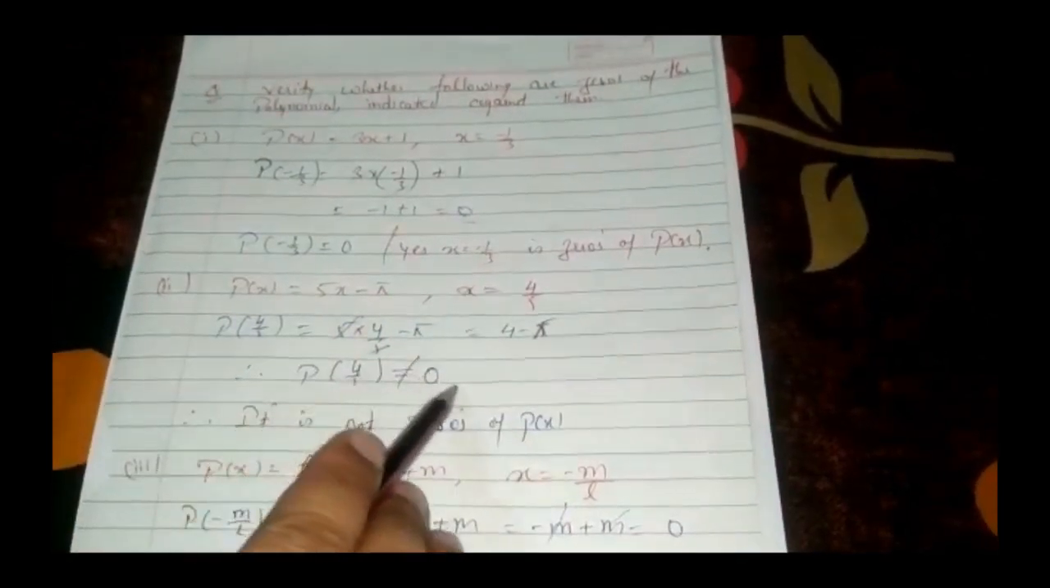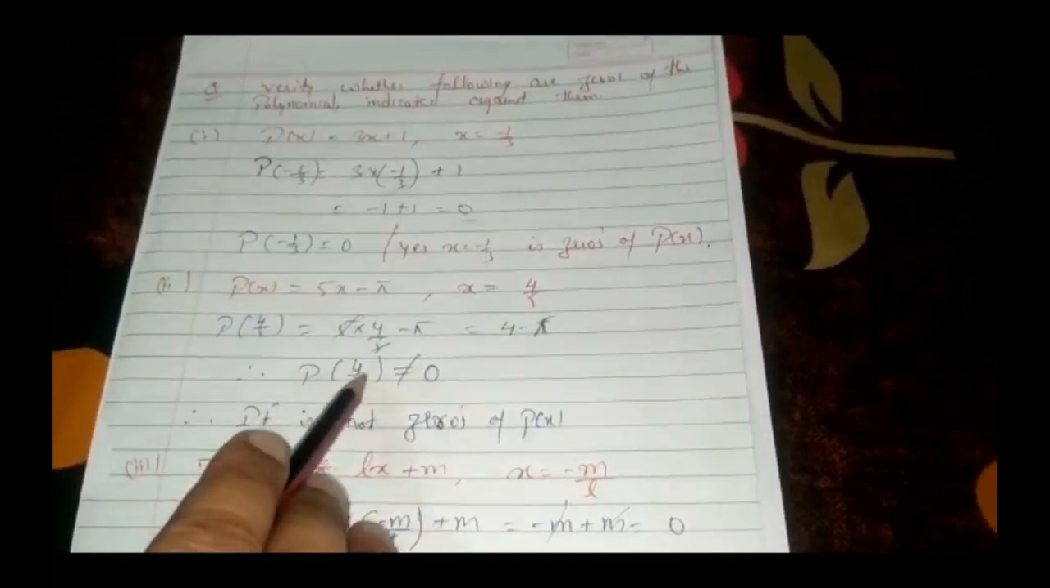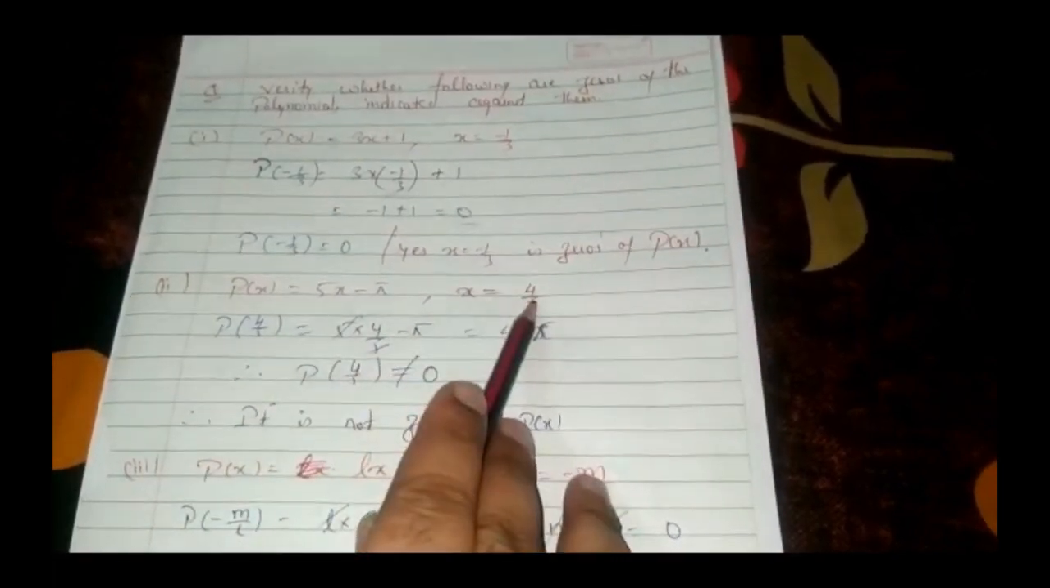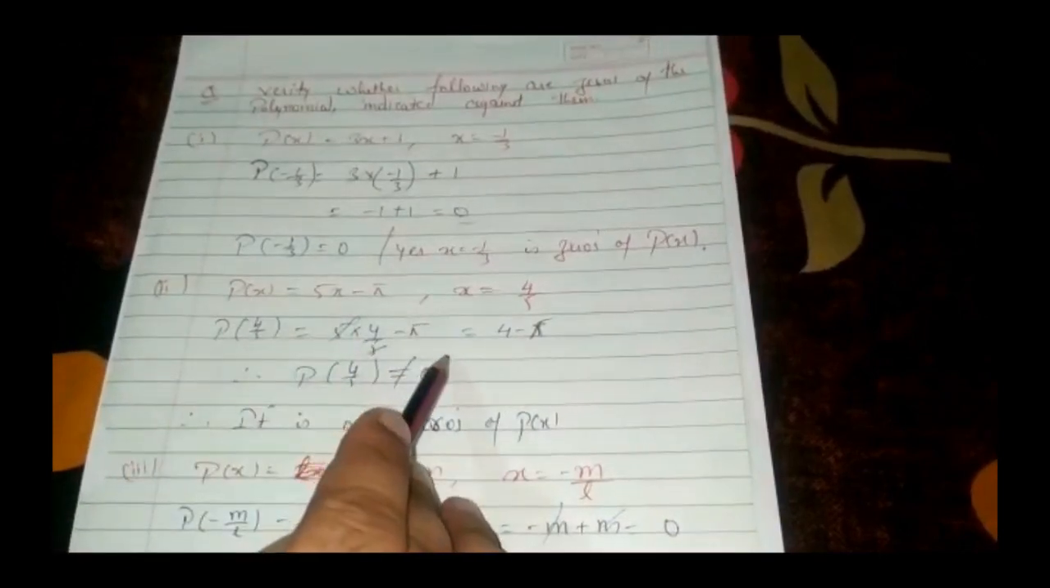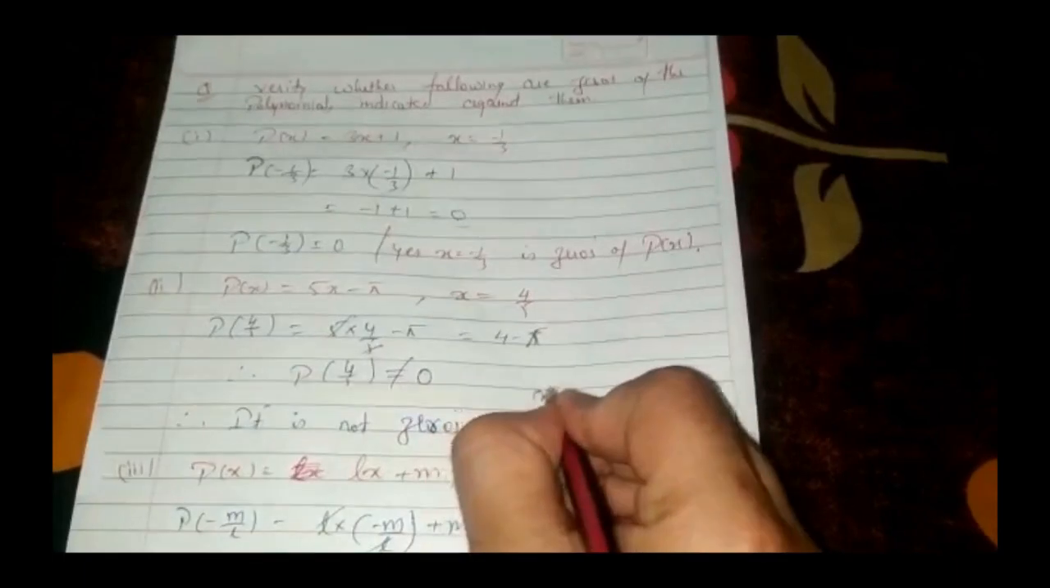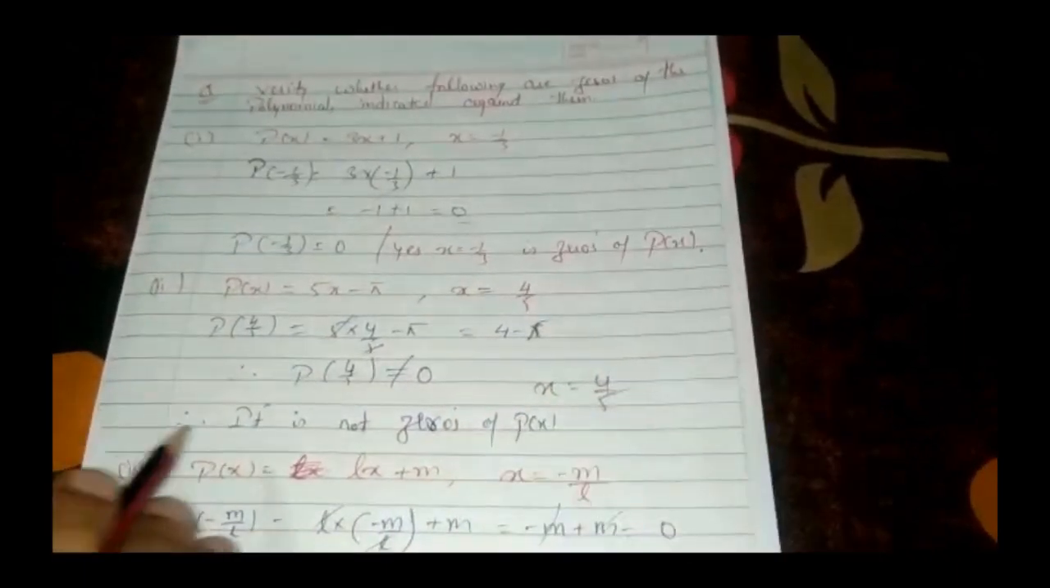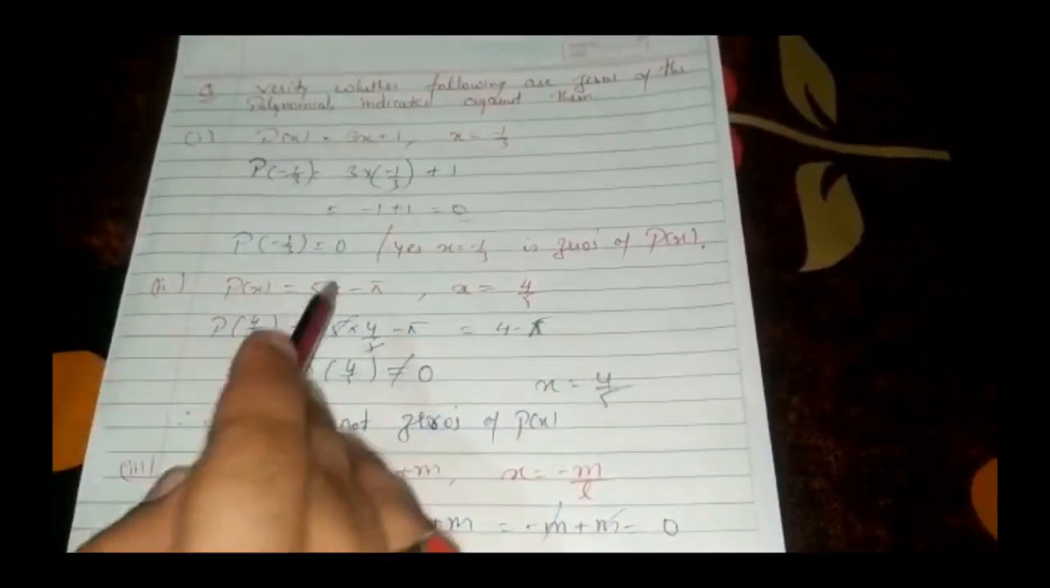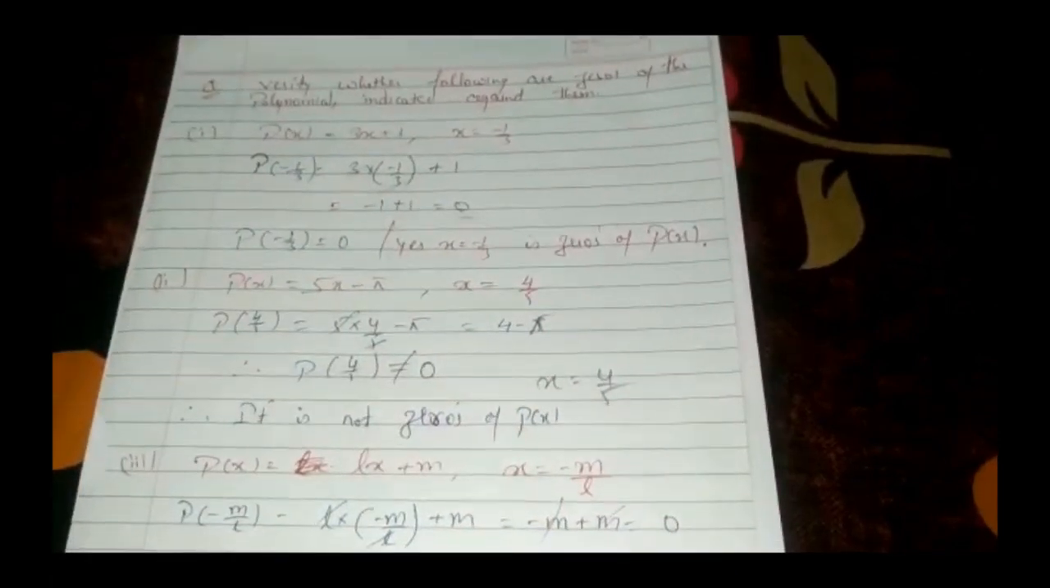which is actually not equal to 0. So p(4/5) is not equal to 0. When we put 4/5 in place of x, we didn't get 0, so it is not equal to 0. So we can say that x = 4/5 is not a zero of this polynomial p(x).